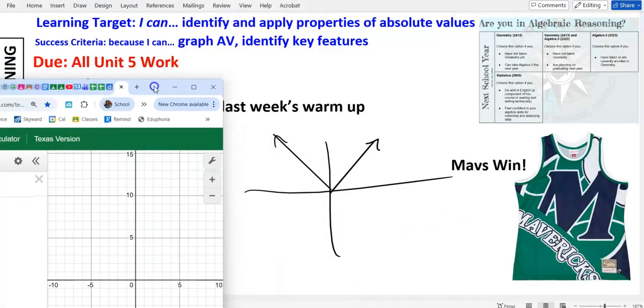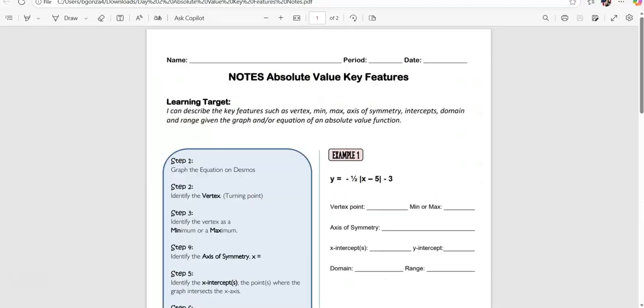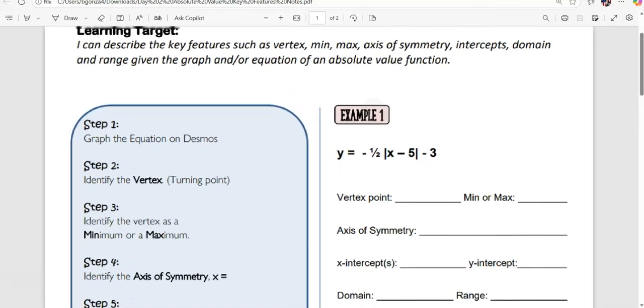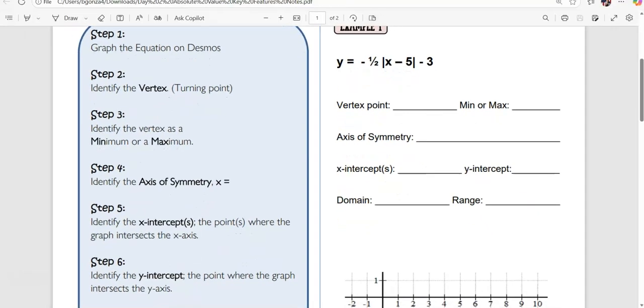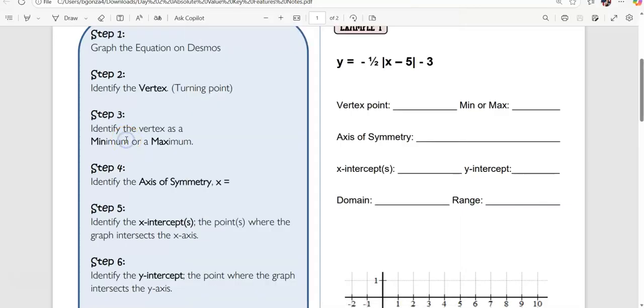All right, so we gotta do these notes. Check this out. All right, now off to the left, it gives you the steps. Let's read these steps. Step 1, graph the equation in Desmos. Step 2, click on the vertex, where it changes directions. Step 3, figure out if that vertex is at the bottom or the top. Bottom is a minimum, top is a maximum.